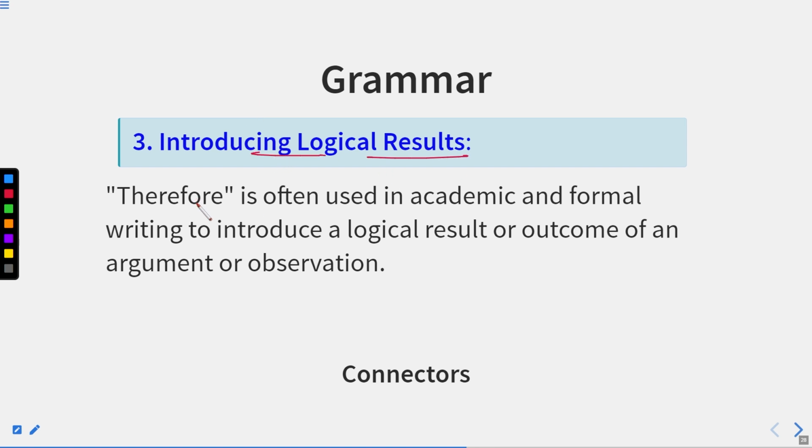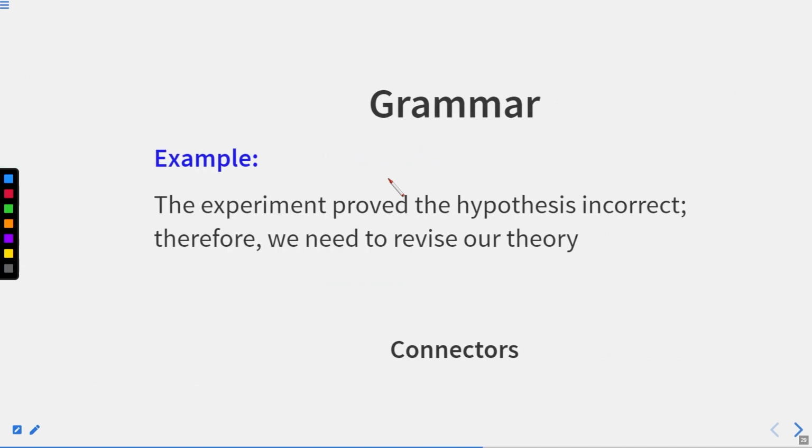Introducing logical results. Therefore is often used in academic and formal writing to introduce a logical result or outcome of an argument or observation. So, whenever we are going to show some academic or formal writing, introduce a logical result, outcome, or argument, or the observation, we can use the word therefore.